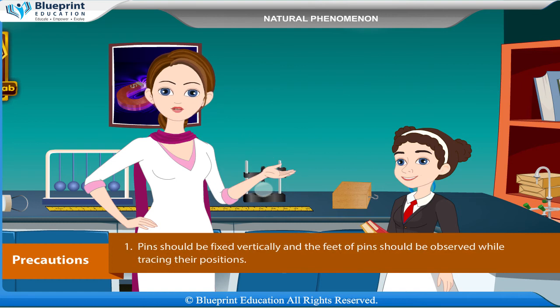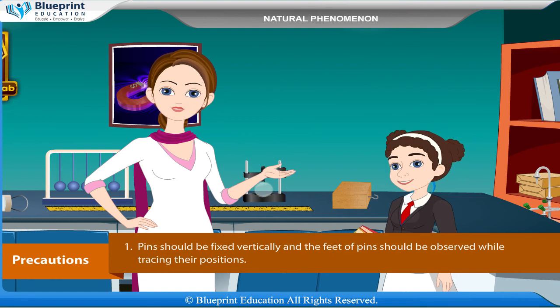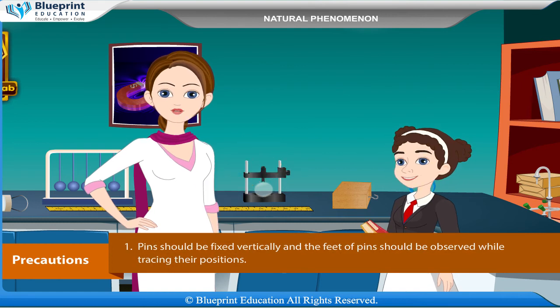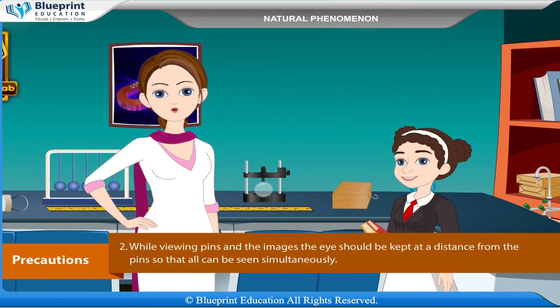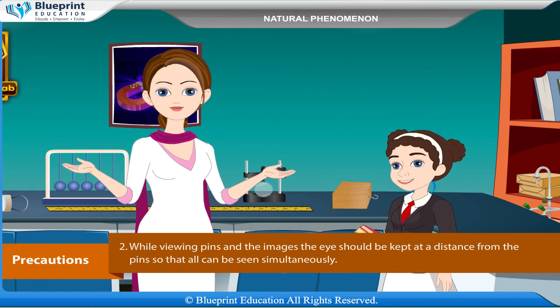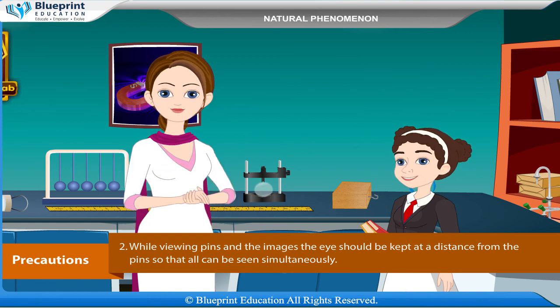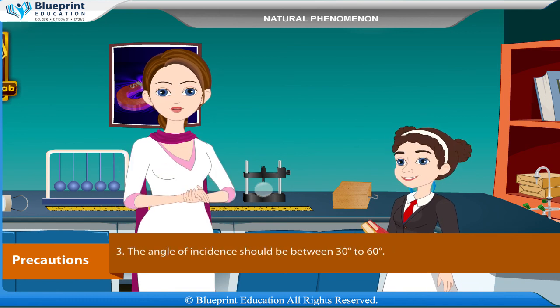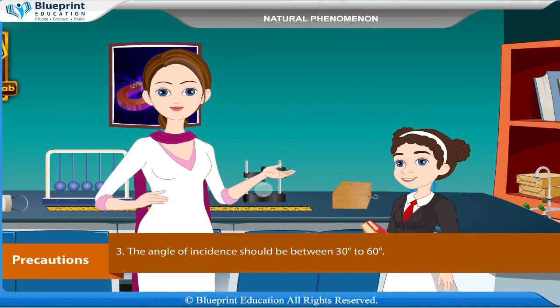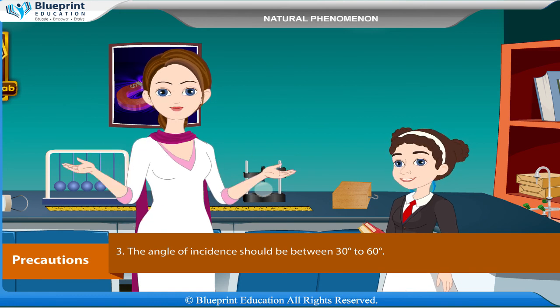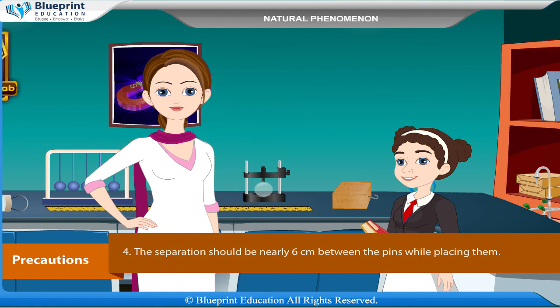Precautions. Pins should be fixed vertically and the feet of pins should be observed while tracing their positions. While viewing pins and the images, the eye should be kept at a distance from the pins so that all can be seen simultaneously. The angle of incidence should be between 30 degrees to 60 degrees. The separation should be nearly 6 cm between the pins while placing them.